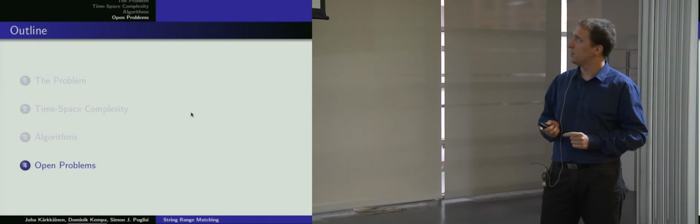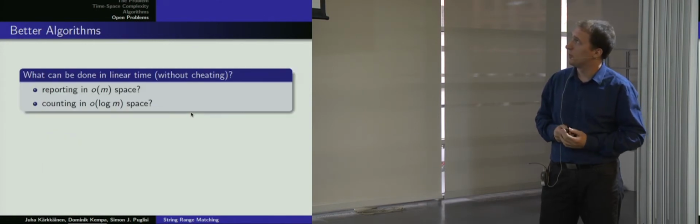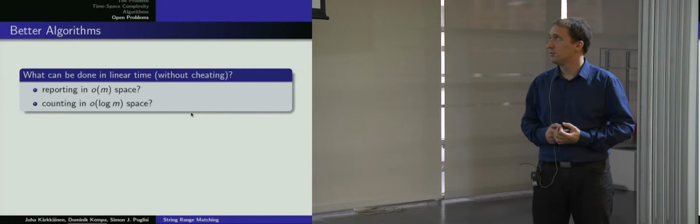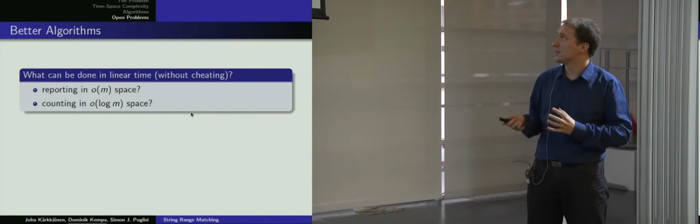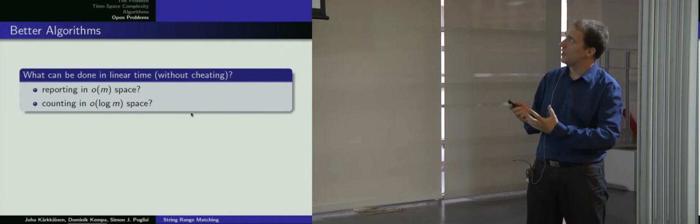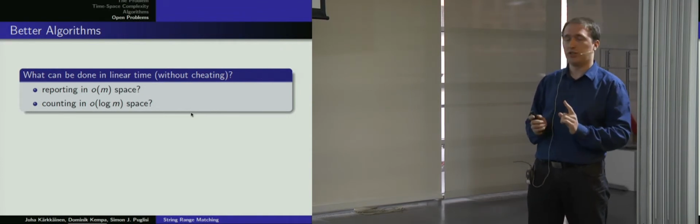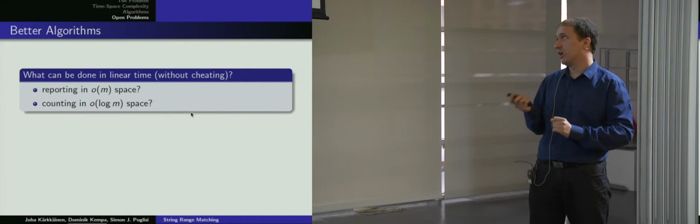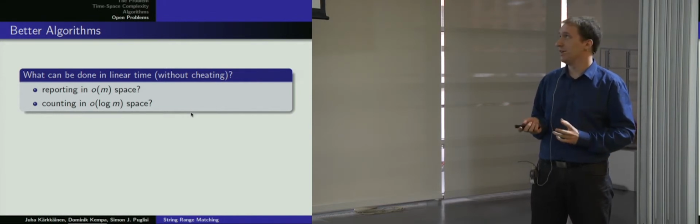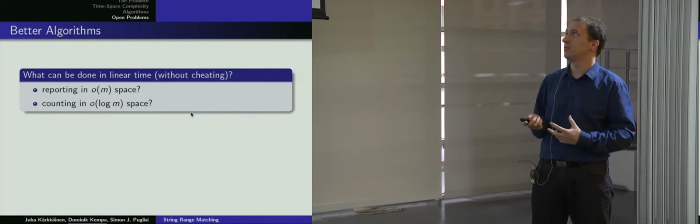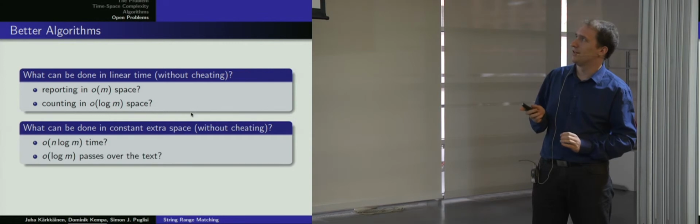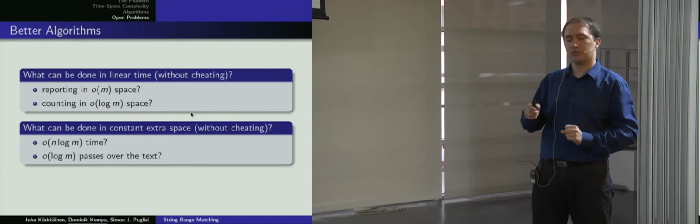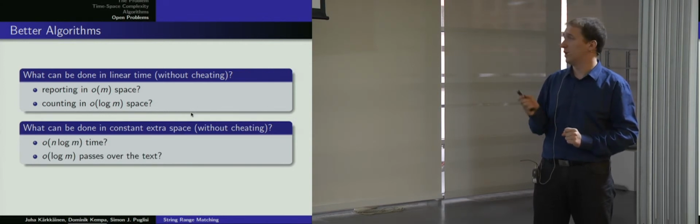So finally, let me tell you a bit about open problems. There are many questions you could ask. For example, what can we do in linear time without cheating? Can we do reporting in sublinear space? Can we do counting in sublogarithmic space? Or you could also ask an orthogonal question: what can be done in constant extra space without cheating?